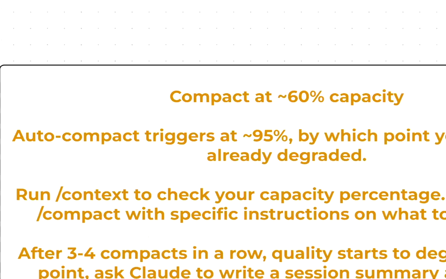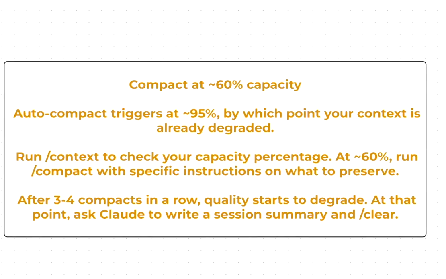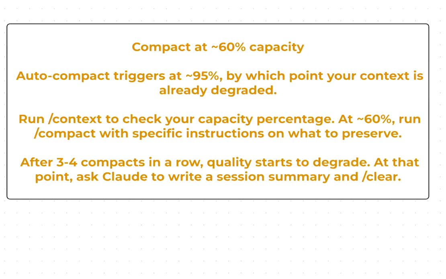Okay, tip number 2. Compact at 60% capacity. Usually auto-compact triggers at 95%, by which point your context is already degraded. You can run /context to check your capacity percentage. I usually compact at around 60%. I run this compact command with specific instruction on what to preserve, or just run compact and it will preserve what it was doing until now, and you can start fresh. After 3 to 4 compacts in a row, quality starts to degrade, so it's good to start with a clear command as well and ask Claude to write a session summary so it doesn't lose its context.